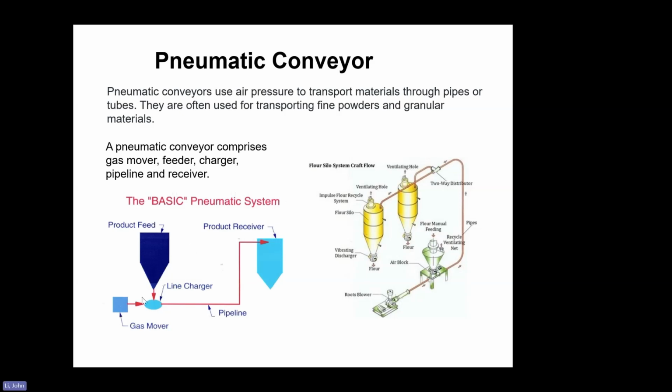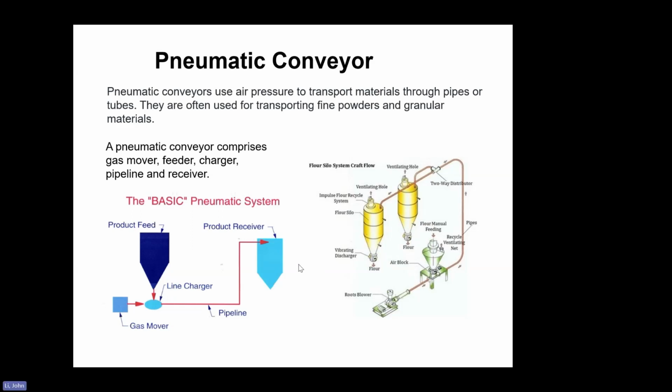So like here, see, this is a blower to blow air through the pipe. And there is a feeding hopper here. Under the hopper, there will be a valve to control feeding of materials to the pipe. And in the pipe, materials will go through to a receiver. So a pneumatic conveyor comprises a gas motor, feeder, charger here, the pipeline and the receiver.